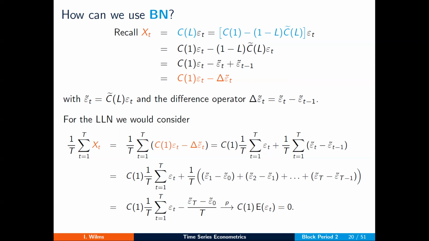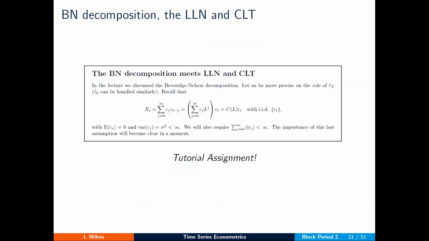So why is this Beveridge-Nelson decomposition so useful? Well, it is so useful since we established our desired result for the weak law of large numbers of the linear process XT, only making use of the results from the IID world, namely making use of the weak law of large numbers for epsilon t, so for the IID case. And that is exactly the power of the Beveridge-Nelson device. And you can do a similar exercise for the central limit theorem. Also there, we get the central limit theorem for linear processes, only making use of the central limit theorem for IID sequences. And in your tutorial assignment, you will have a closer look at all of the steps that are involved in these derivations.